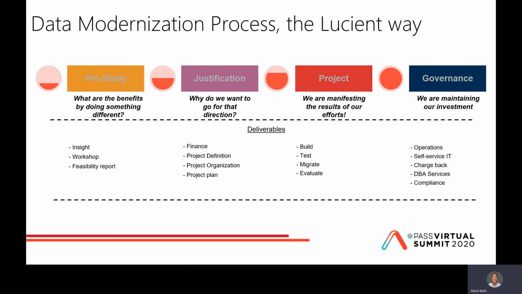And the justification phase is then basically to get the result of the pre-study and answer the question, why do we want to go in that direction? And basically, it's the economics that's going to help guide us to the right solution for the company based on the triggers that were defined on the very first page.